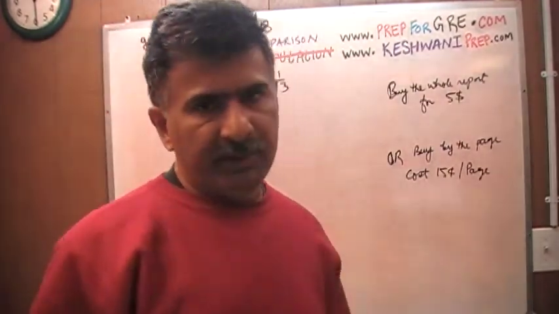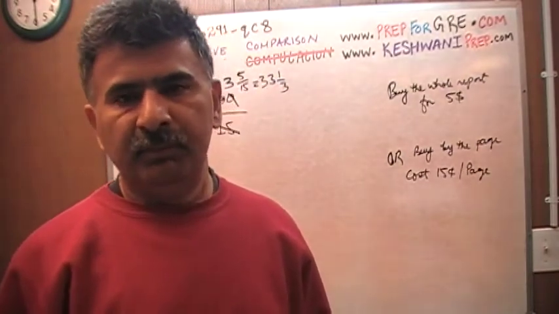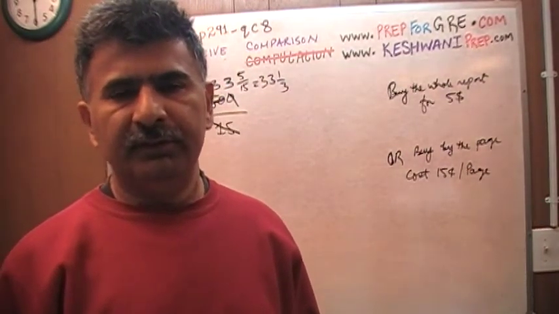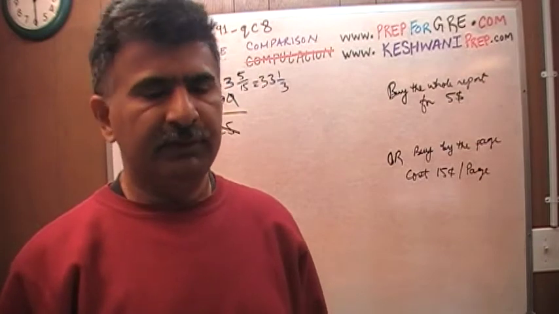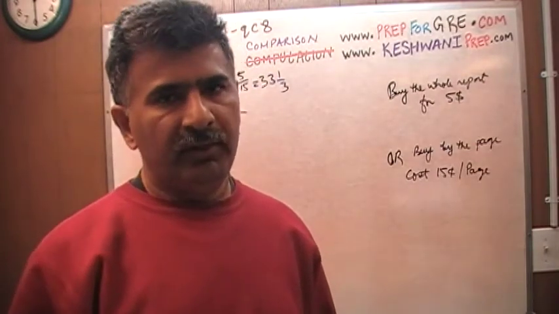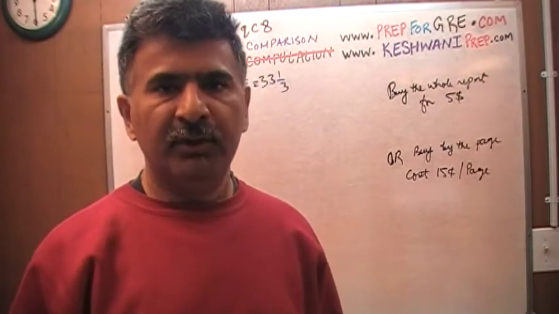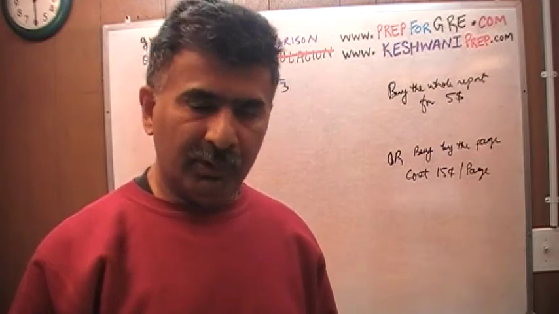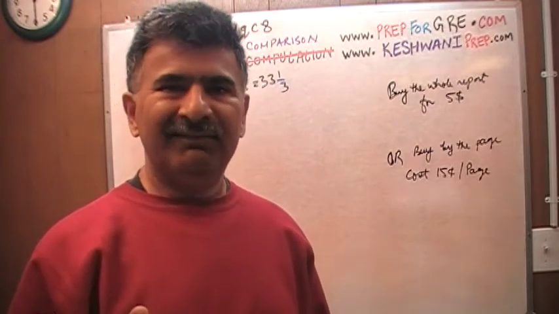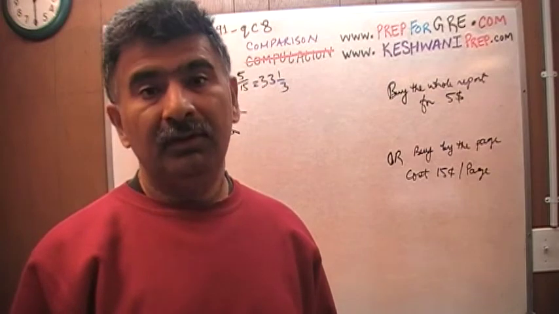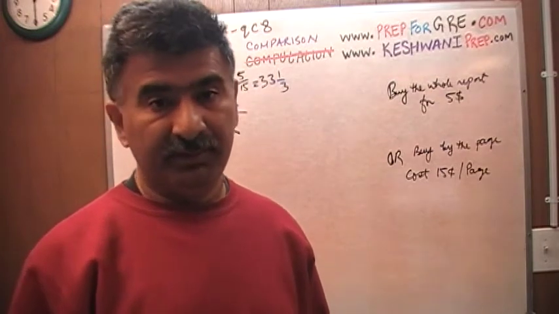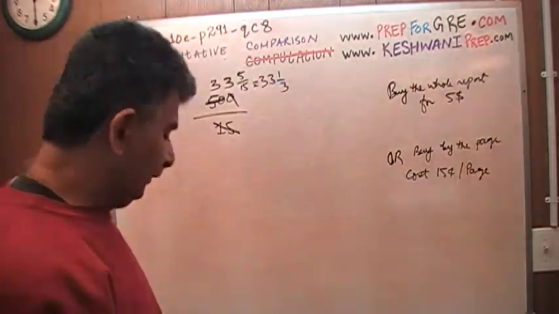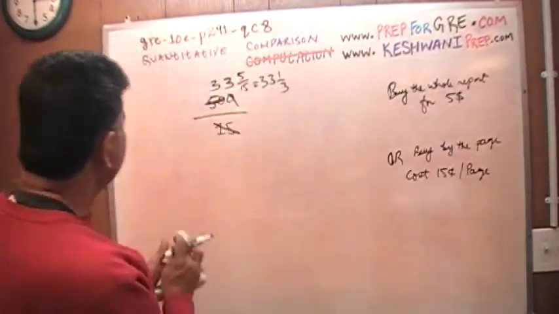And obviously you can't buy a third of a page. So the largest number of pages that the report can contain is 33. If the report were to have more than 33 pages, then you're better off buying the whole report in one shot for $5. If it's 33 or less, you're better off buying it at 15 cents per page. That's all it is. So let me set it up properly here.